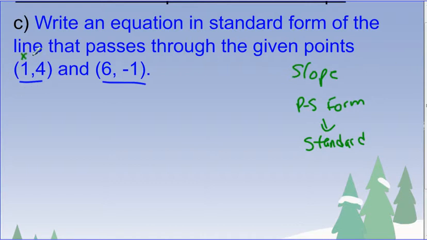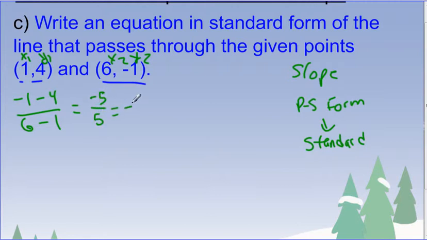So we've got xy of point 1, xy of point 2. Slope is y2 minus y1 over x2 minus x1, giving us negative 5 over 5 simplifies to negative 1. So we've got ourselves a slope of negative 1. Okay, so we got slope.